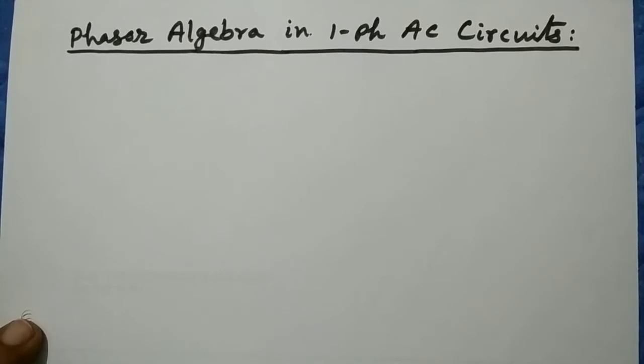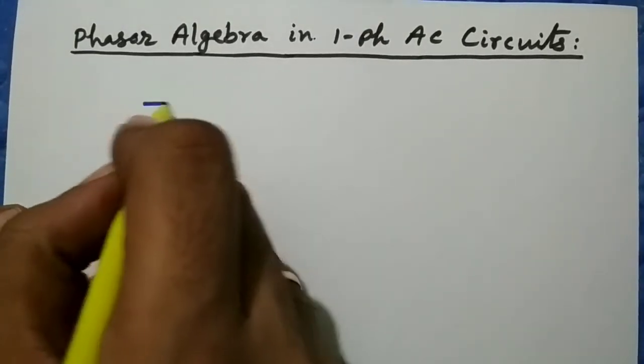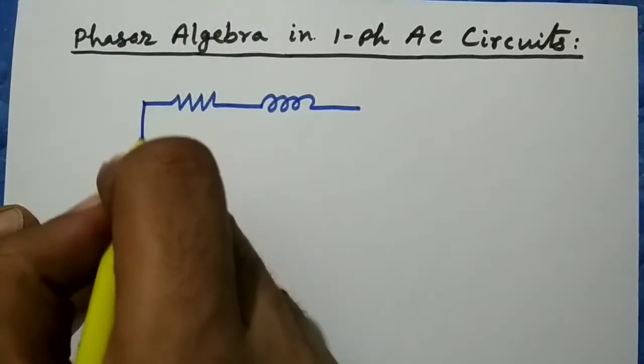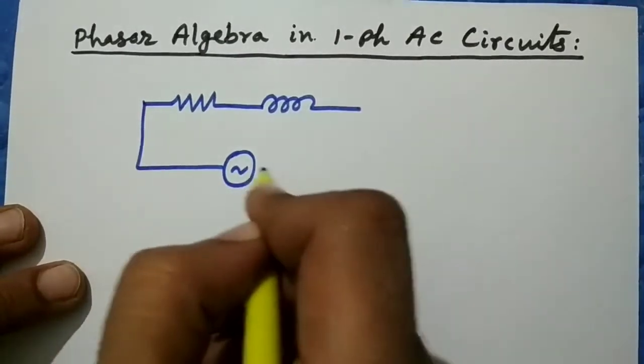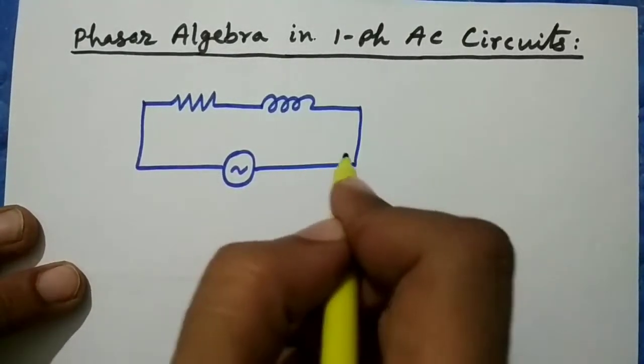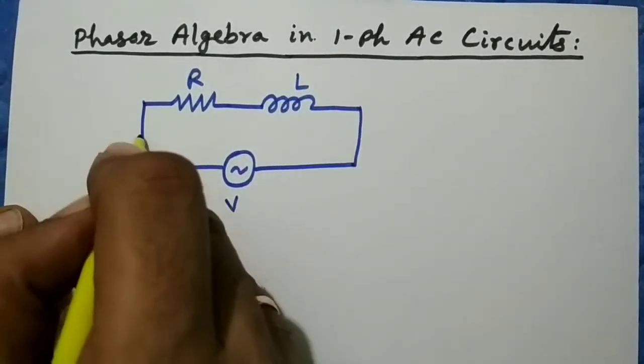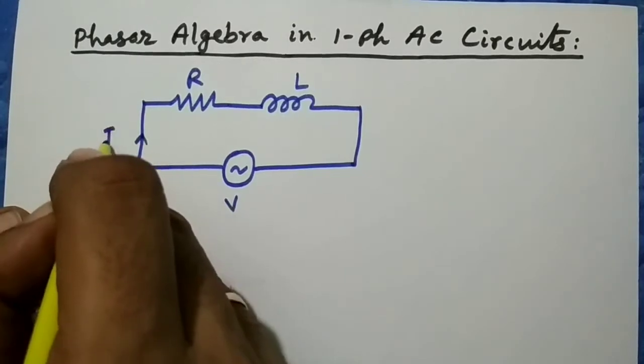In the previous lecture, we discussed complex notation and phasor algebra. Now let's see how this phasor algebra is used in single phase AC circuit analysis. So consider a resistive inductive series circuit. We have already analyzed the resistive inductive series circuit. Here we will do it again, but using the phasor complex notation.